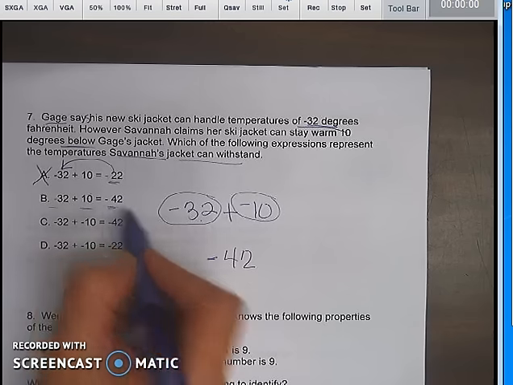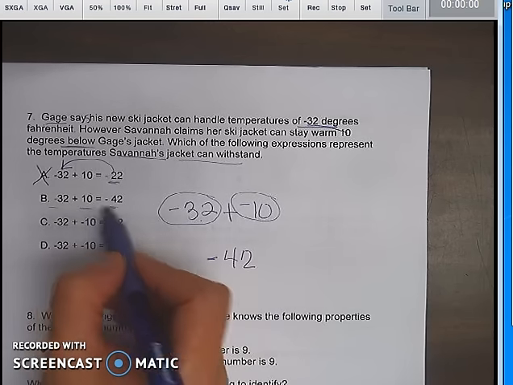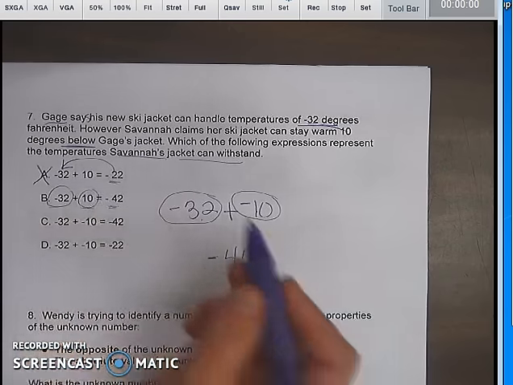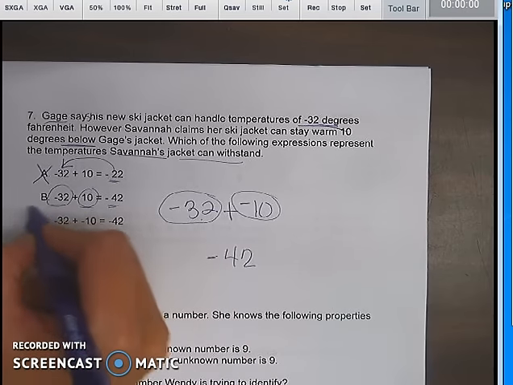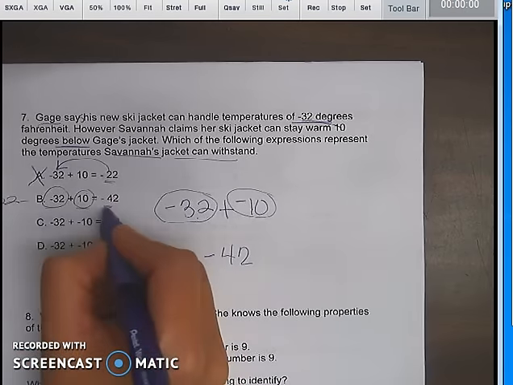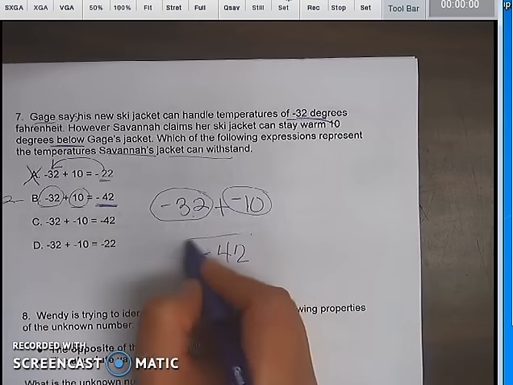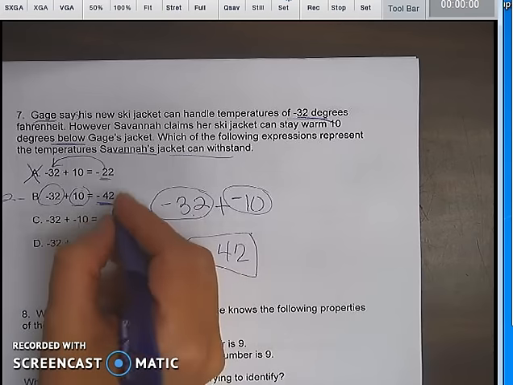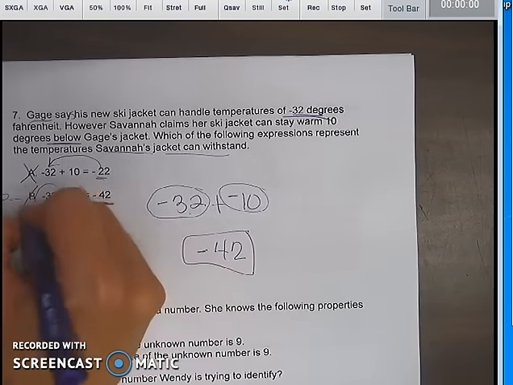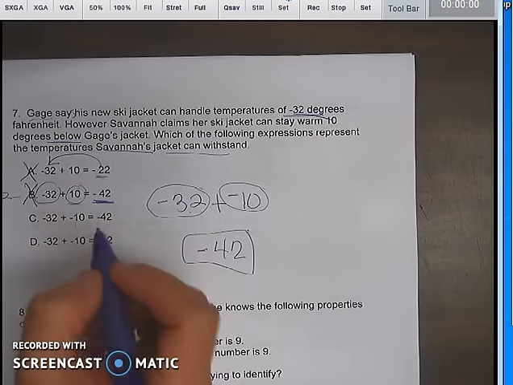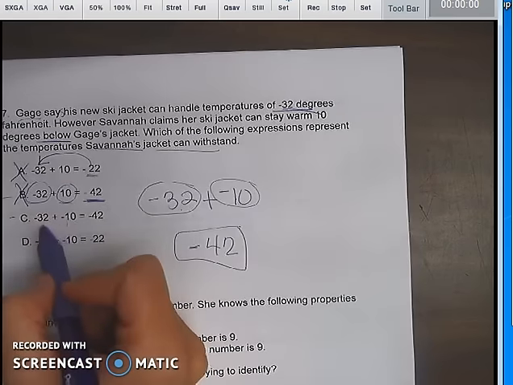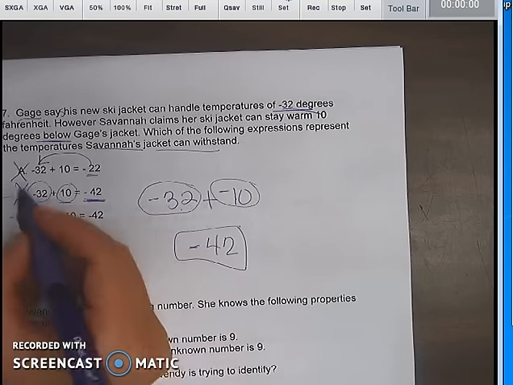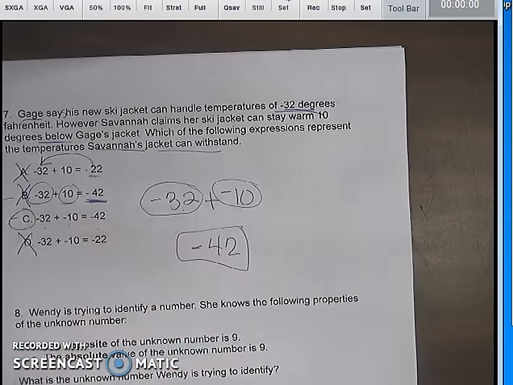But this right here, this negative 42 right here, that is not the answer choice to this. Okay? Because this would be different signs, subtract. So the answer to this would actually be negative 22. Now, this is the correct answer to what we are looking for, but the equation is not correct. You need to make sure that you're paying close attention to the equation because that's trickery right there. Okay, so far I think this one is going to work because this is negative 32 Gage's jacket. Savannah's can go 10 degrees colder, so that gives me negative 42, so that will work. This right here is a no-go.